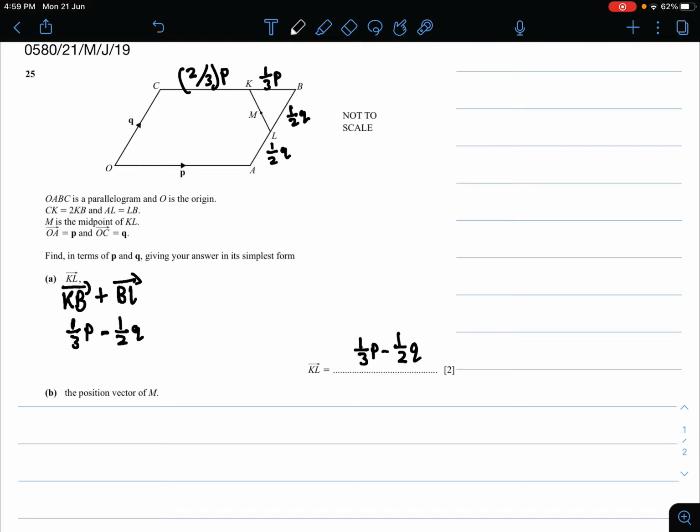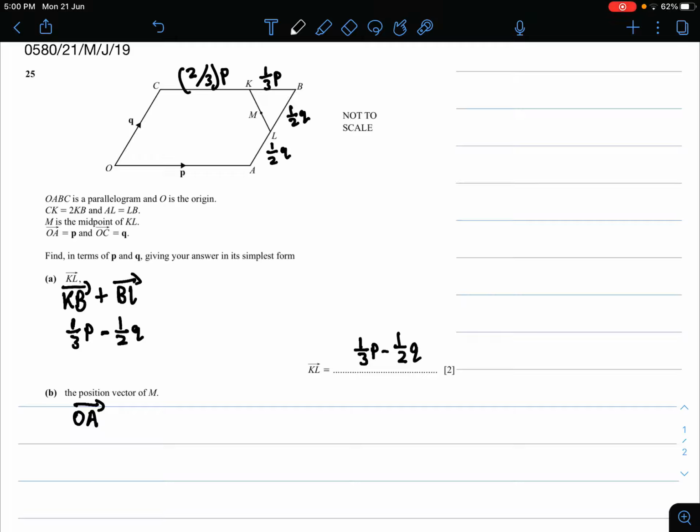Now let's move on to part B, the position vector of M, which means that they are asking you to find the vector OM, basically from the origin of the shape to the letter M. So how you do that is, we can work our way from O to A, and you can use any method. This is only one technique that you can use, but you can even use any other direction like O to C, C to K, K to M. But I'm using the other direction, that is O to A to L, L to M. You'll get the same answer using both methods.